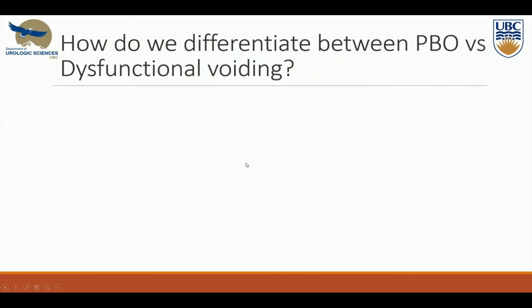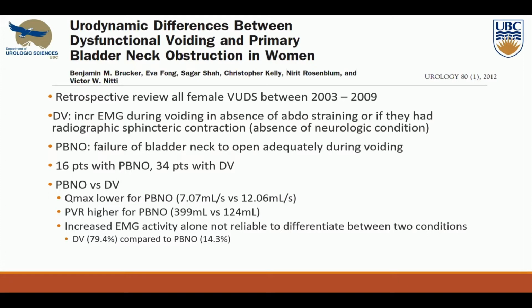So how do we really differentiate between primary bladder neck obstruction versus dysfunctional voiding? Brucker's group looked at this back in 2012. They did a retrospective review of all female patients undergoing video urodynamics between 2003 and 2009. They defined dysfunctional voiding as those patients where they saw either increased EMG activity during voiding in the absence of abdominal straining, or some radiographic evidence of sphincteric contraction. Of course, these patients did not have any underlying neurologic condition.